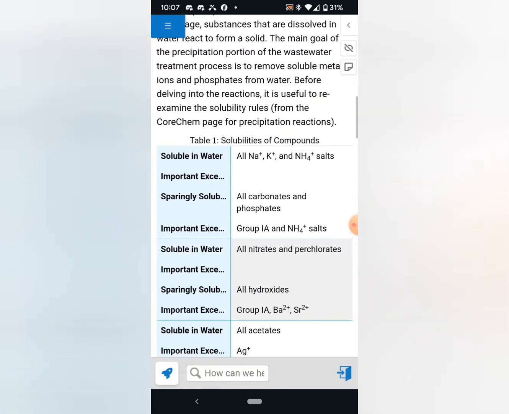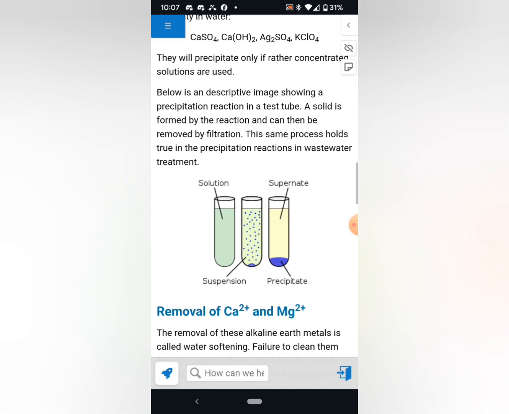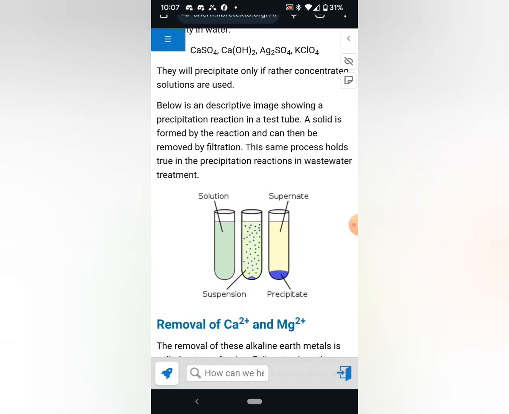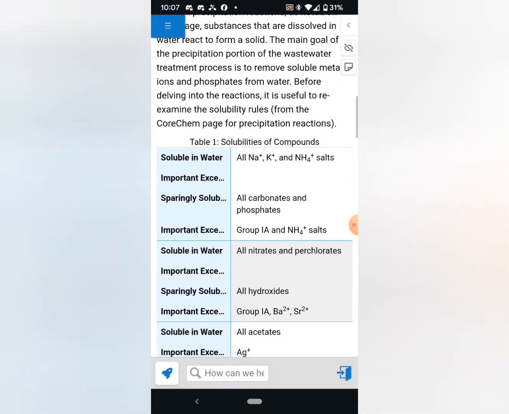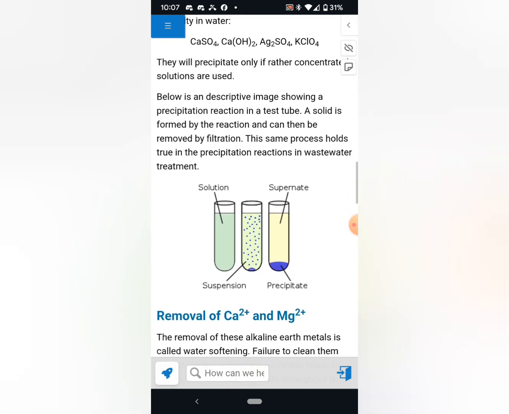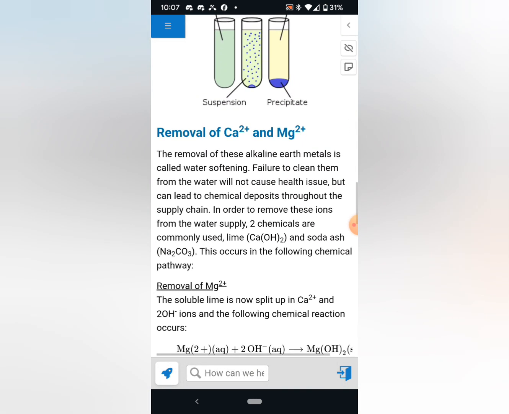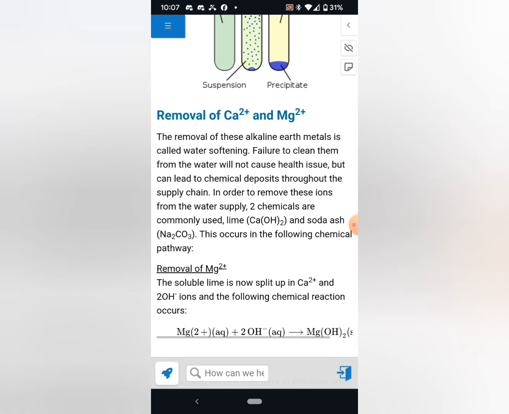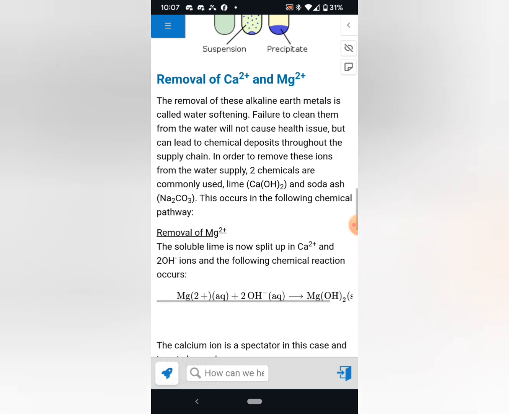The most important thing to note here is that it's talking about what it looks like when we have a precipitation reaction. It also briefly goes over the solubilities of different compounds. That's just some good background information about why it works the way that it works and why they use this process. So mainly they're looking to remove alkaline earth metals, and this is what we call water softening.